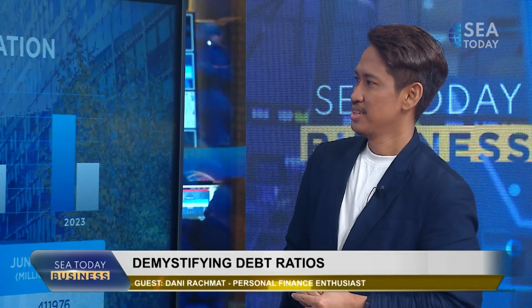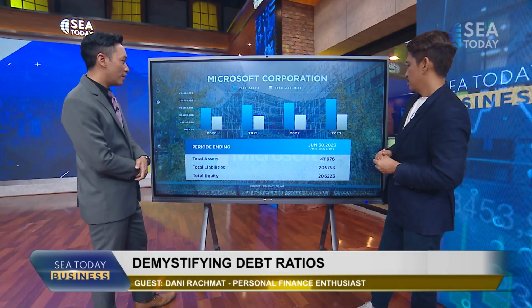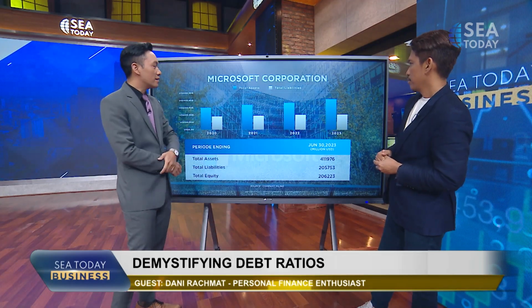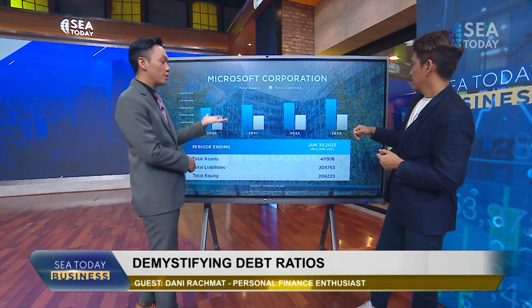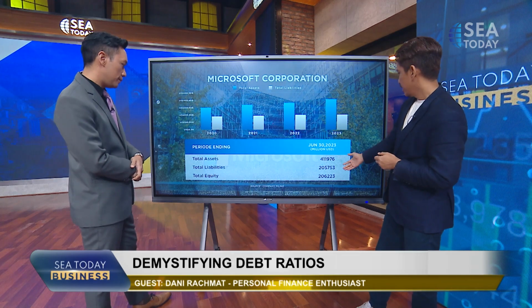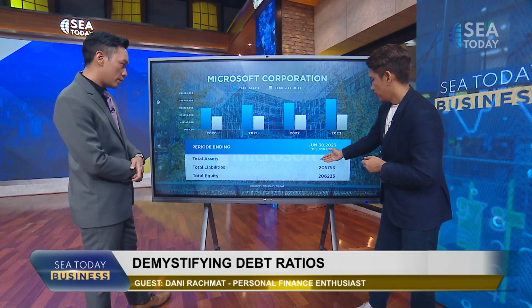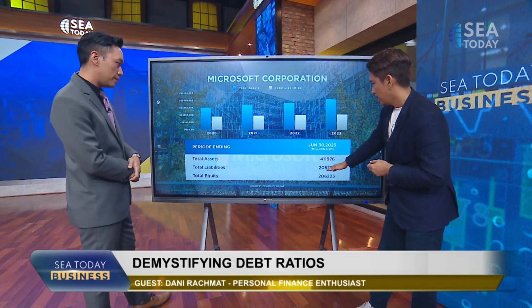All right, so next one, we're going to look at Microsoft. Now, Microsoft looks like they have higher assets compared to liabilities, compared to Apple. We can see here that the total asset is like twice the liabilities.